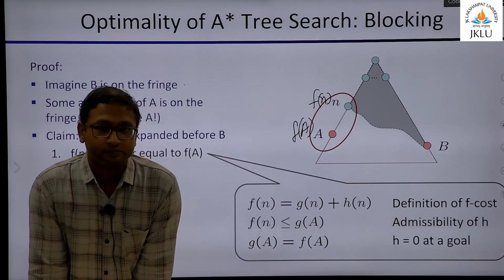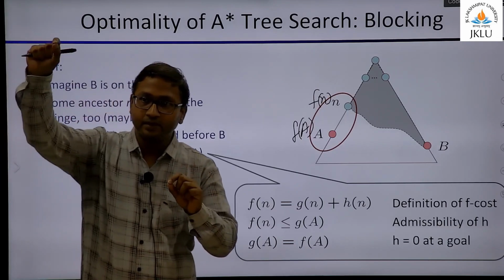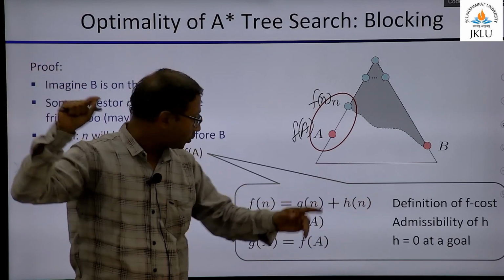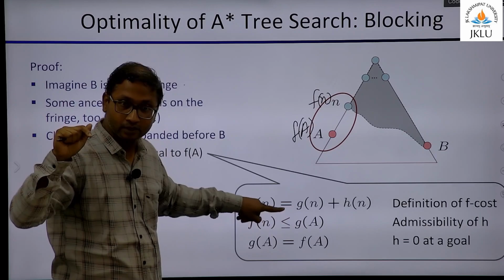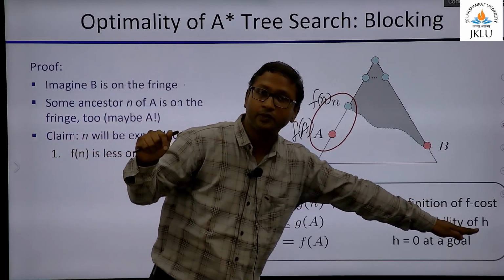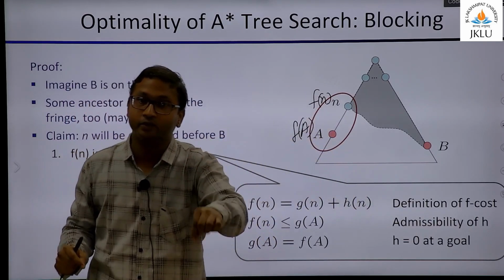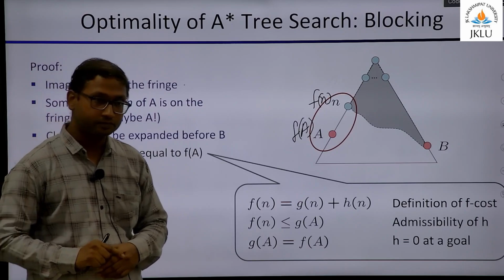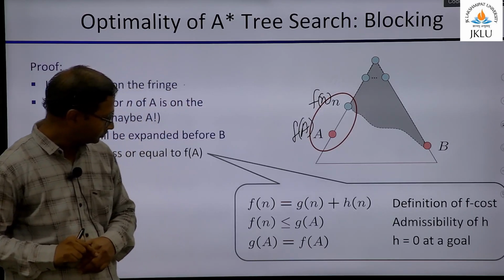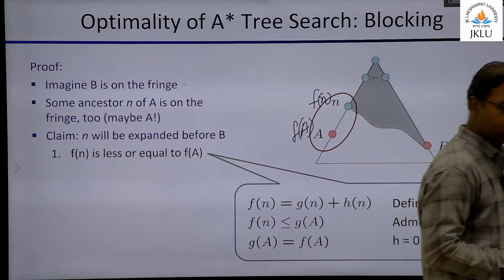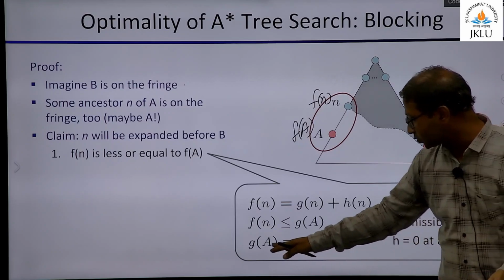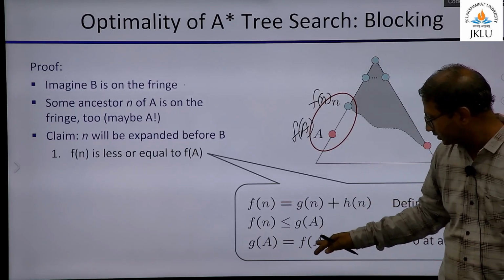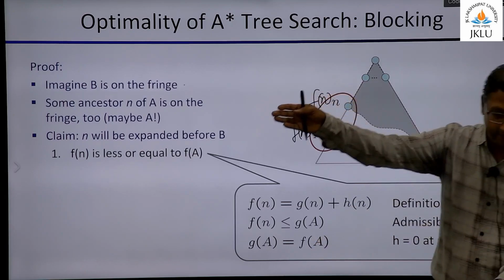What was the definition of admissibility? Lesser than the best cost. What is the best cost to A? G. So this cannot be greater than the best cost, because otherwise the heuristic will not be admissible, and we are imposing that the heuristic H is admissible. Okay, now GA equal to FA. Right, so in general this will be GA plus HA, but A is a goal, so H of A is 0.